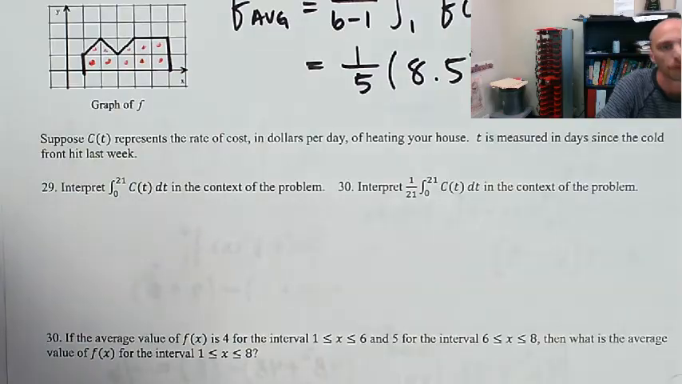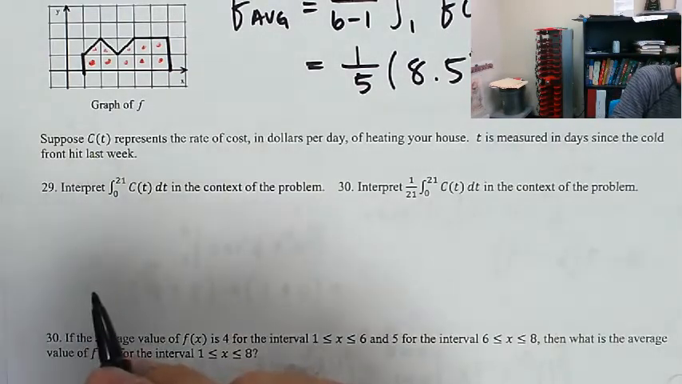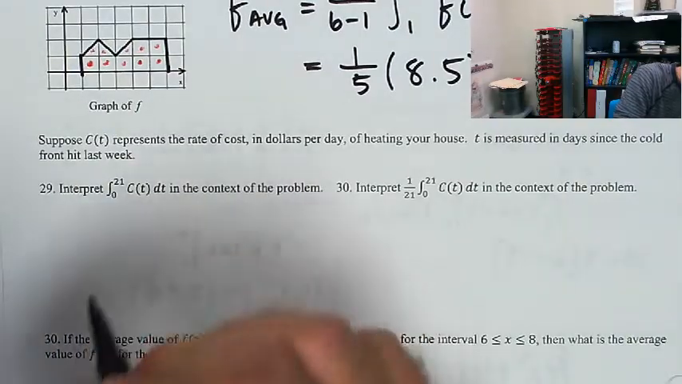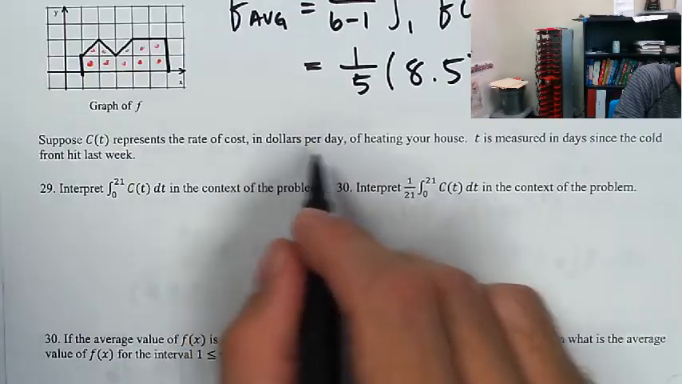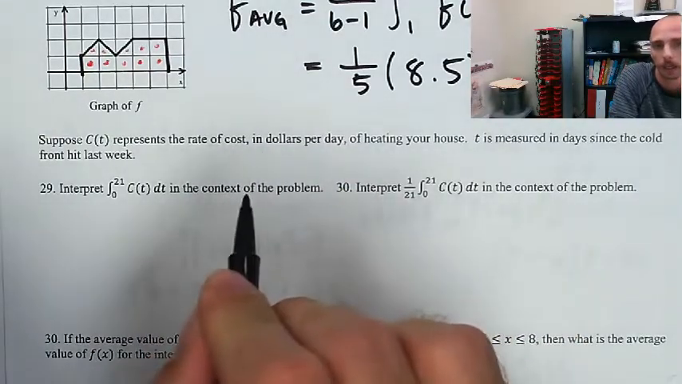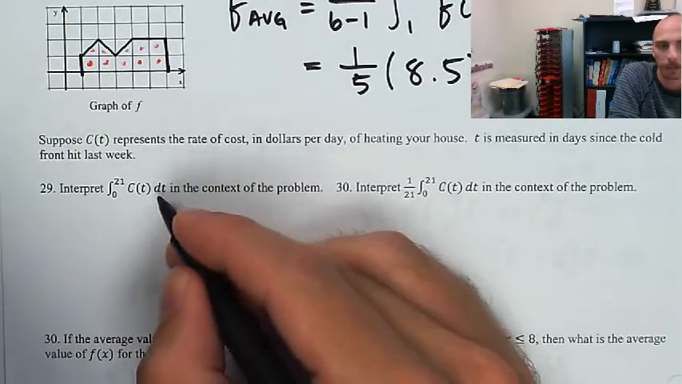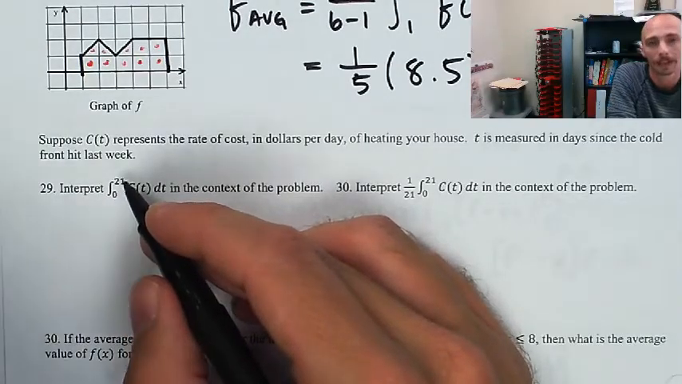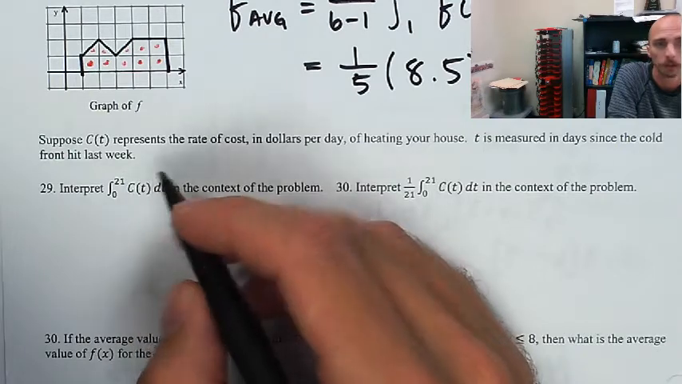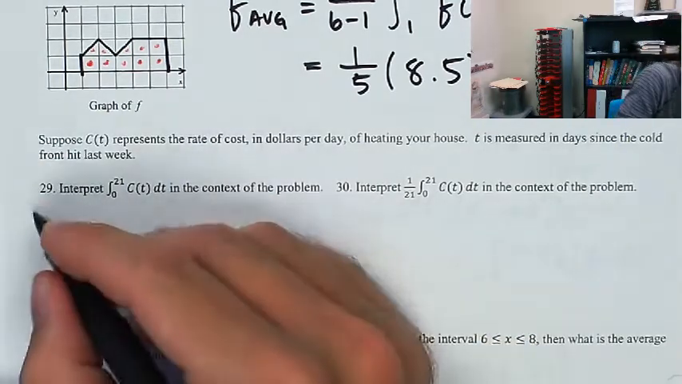Interpret the integral from 0 to 21 of C of t dt in the context of the problem. Oh, okay. Rate of cost in dollars per day. So if we add up a bunch of dollars per day over the course of time, as we go from 0 to 21 days, that's going to give us the total cost over the 21 days.